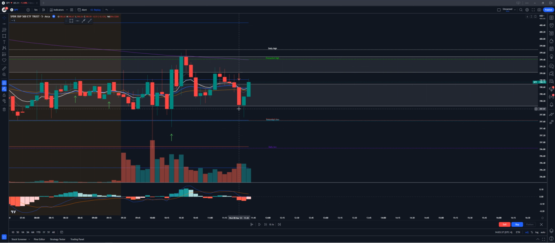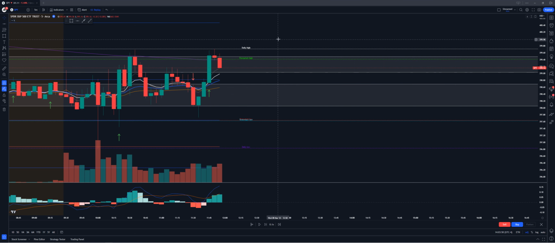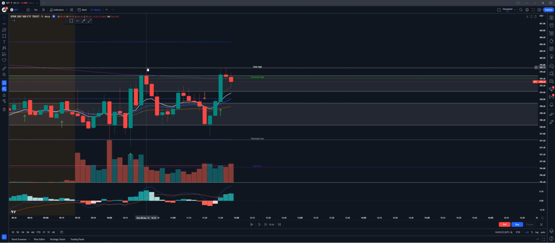You could have waited for us to close below this demand zone, but still, we fit all the criteria. It did look like a good place to buy a put. We had the rising volume, we had everything going for us, the candle was nice, but it just reversed on us, which happens.